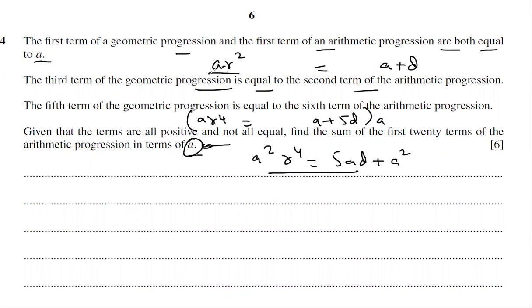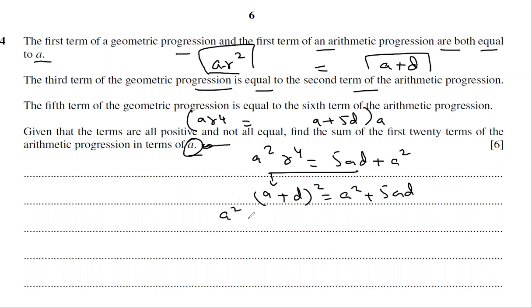We all know that a r square is equivalent to a plus d, and this is the square of this. So since this is the square of it, we would be saying this is equivalent to a plus d whole square is equals to a square plus 5ad, right? Solving it further, we are getting what? A square plus 2ad plus d square is equals to a square plus 5ad.